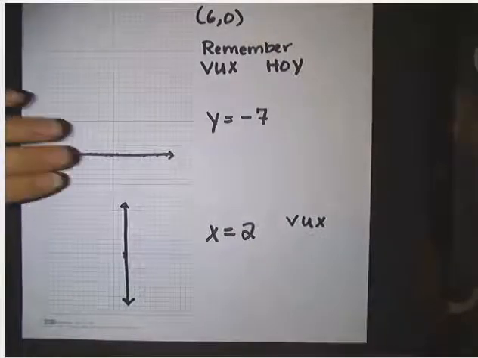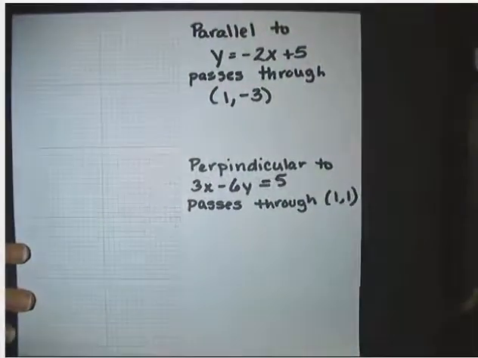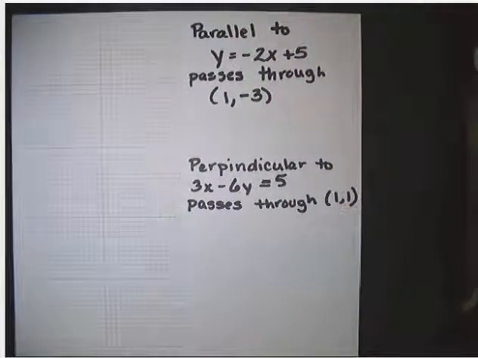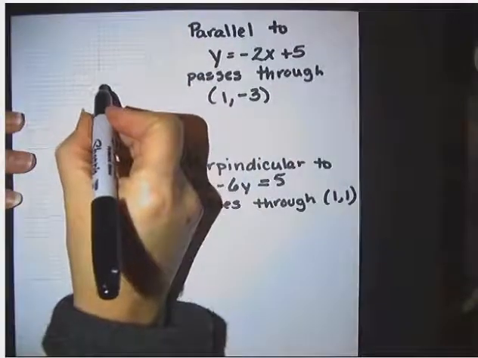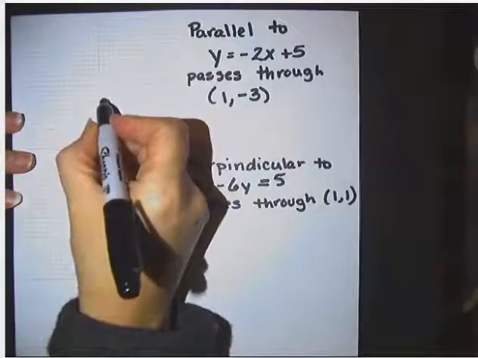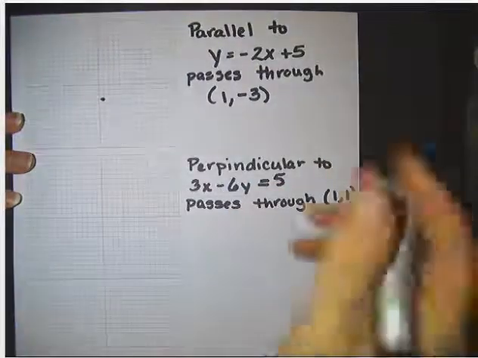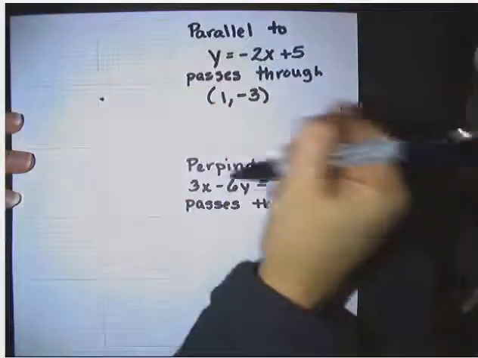Okay, last two. If you're given some facts about parallel and perpendicular, here it says I want to graph a line that's parallel to y equals -2x plus 5 and passes through this point (1, -3). So I'm going to always start with the point I know, (1, -3). Plot that point.